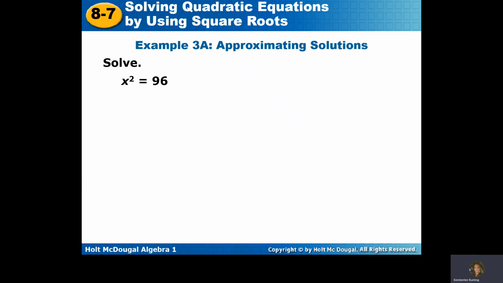So look at this example. This is just like what we just did, right? So I have x squared equals 96. How do I solve for x? What do I do? I hope you're writing this down.